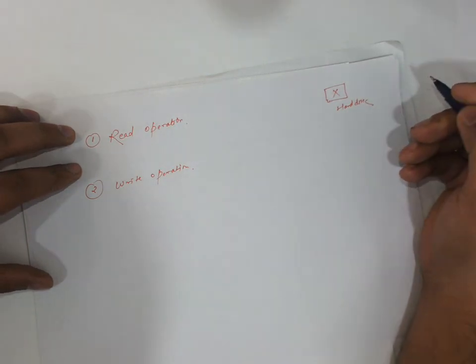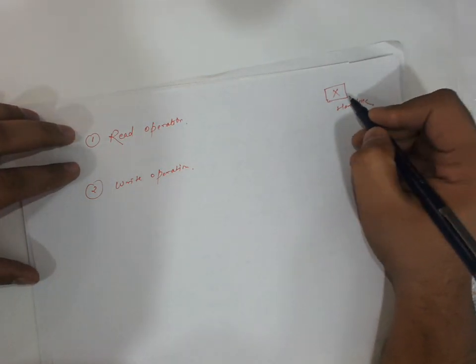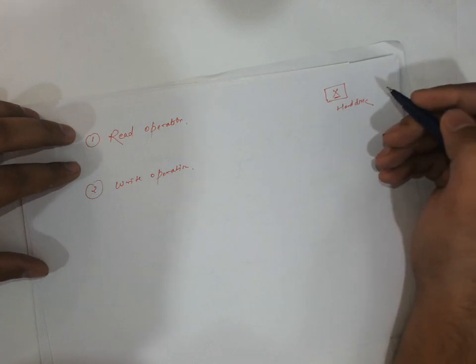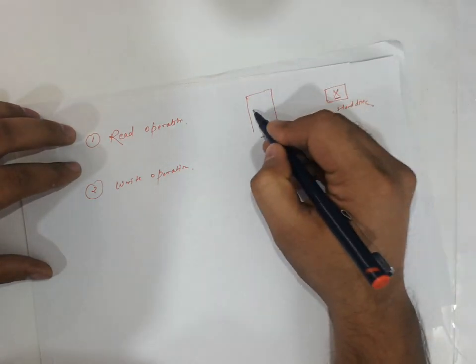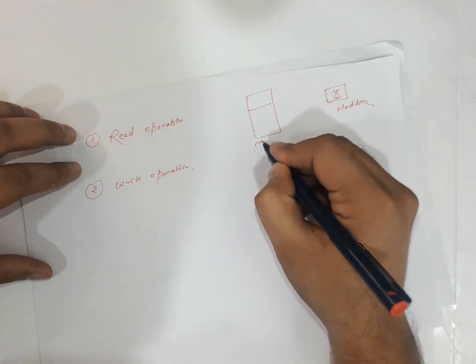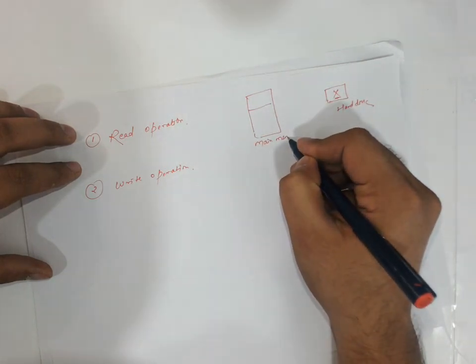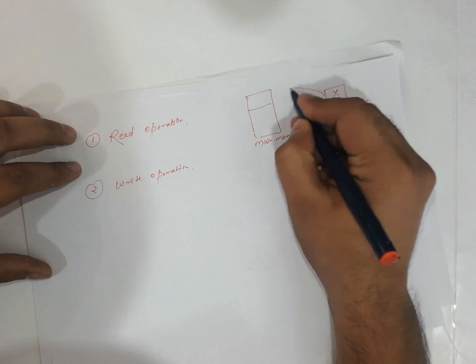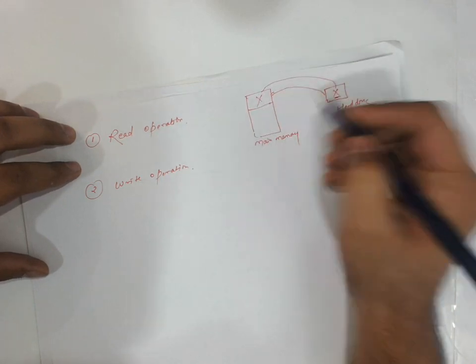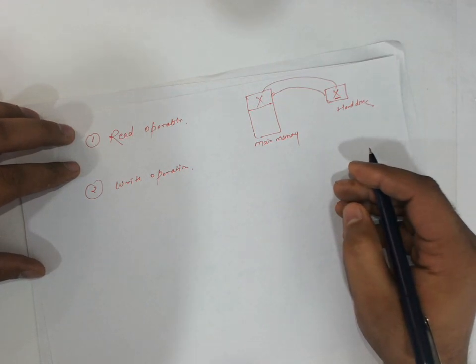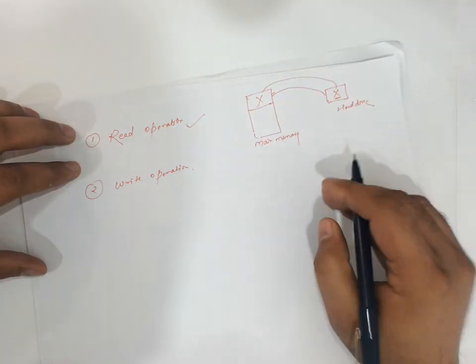Now you want to read the value. What is the value of this X? So what happens? You transfer this block X to the main memory. You transfer the block first to the main memory and copy the content of X over here. So when you do this, you are performing the read operation, right?